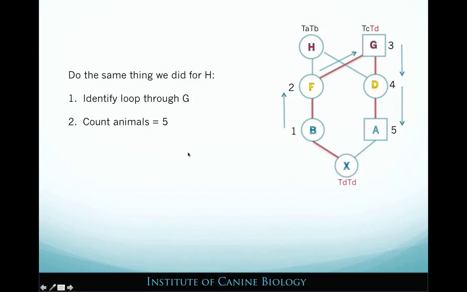Okay, we have actually two shared ancestors, both H and G, in X's pedigree. So what's the probability that X could be homozygous for an allele that came originally from ancestor G? To figure this out, we do exactly what we did for H. We identify the loop through G from X and back again, and count the number of animals, which is 5.